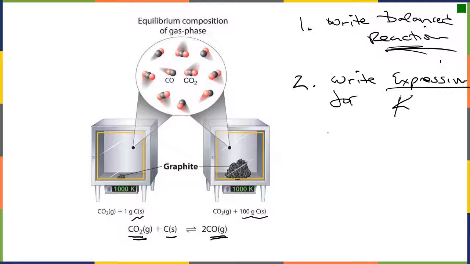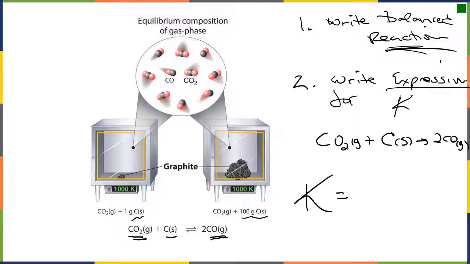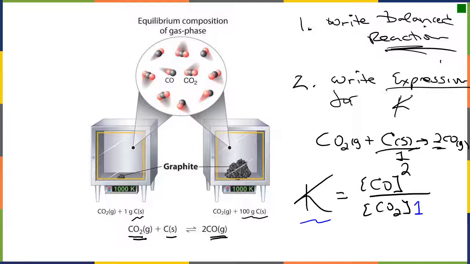So in this case here, because we have CO2 as a gas plus C as a solid goes into 2CO as a gas, our expression is going to be our products, which is our carbon monoxide, raised to the stoichiometric coefficient, divided by the amount of carbon dioxide. Because this is a pure solid, we're going to replace it with a 1, and down here we're simply going to have a 1, and we're going to ignore it. We will look the value of K up, and we can solve for something. So we're going to write our balanced reaction, we're going to write our expression for K, which is this equation right here, and then we're going to solve for something.